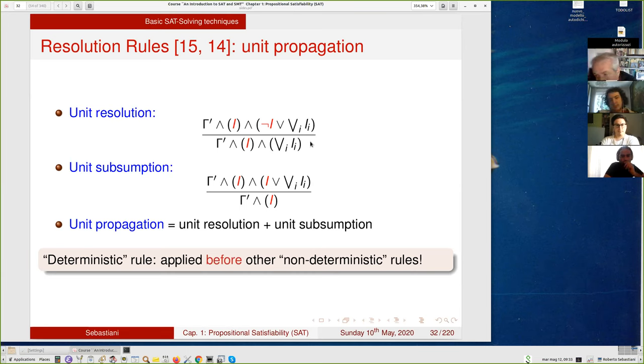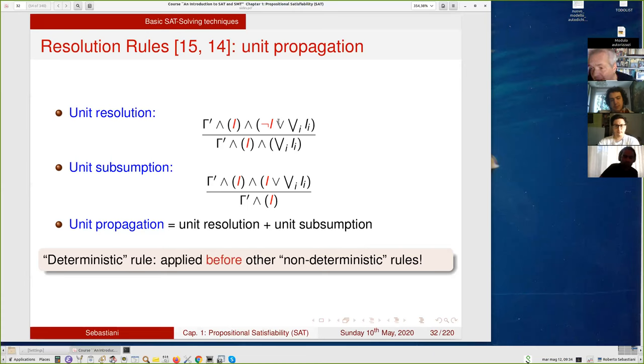We call unit propagation the combination of unit resolution and unit subsumption. What does it mean? Every time we have a unit clause in a formula, we can eliminate the unit literal from all the clauses where it is negated, and we can drop all the clauses where such literal is positive. So when you detect one unit literal, you propagate this value. This means dropping all clauses where the literal occurs positively and dropping the occurrences of the negative literal in the clauses where it occurs negatively.